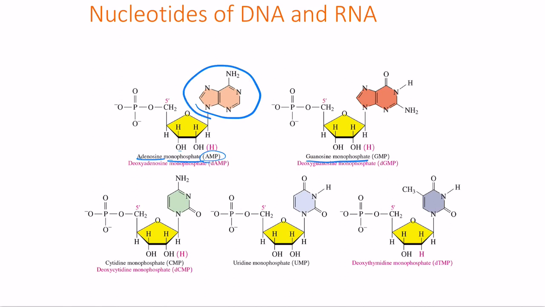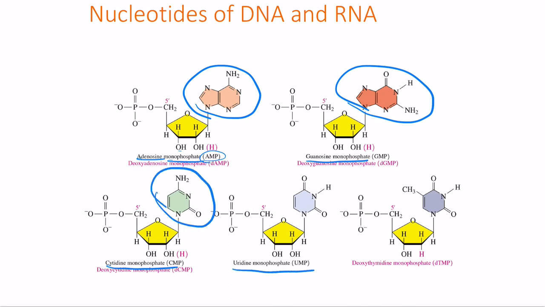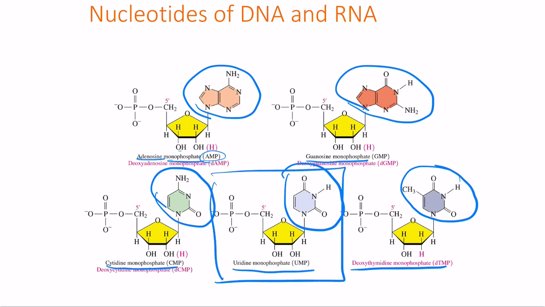And you have guanosine monophosphate, where guanine is the nitrogen base. You have cytidine monophosphate, which means cytosine here is the nitrogen base. You have uridine monophosphate, which means uracil is the nitrogen base, and deoxythymidine monophosphate, which results in the formation of a thymine base. So these are the 5 bases, and out of them, one is only present in RNA. It's not present in DNA.